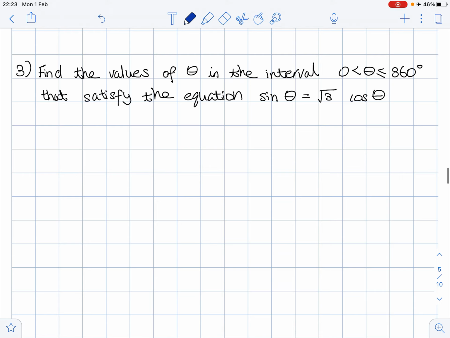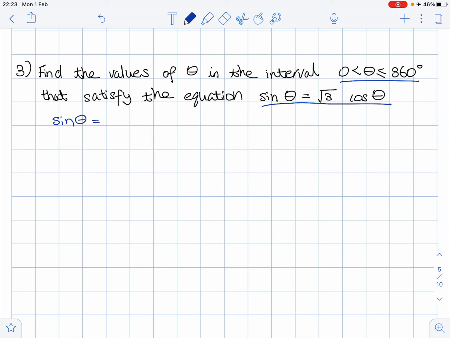Let's look at one more example. Find the values of theta in the interval 0 to 360 that satisfy this equation here. Again, we always start by finding our principal values by solving our equation.